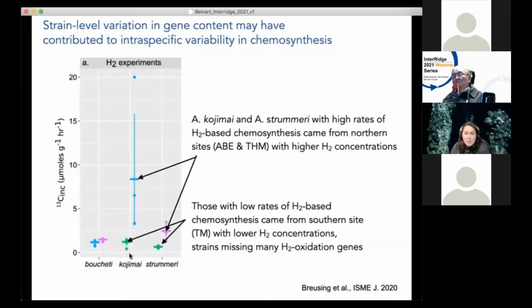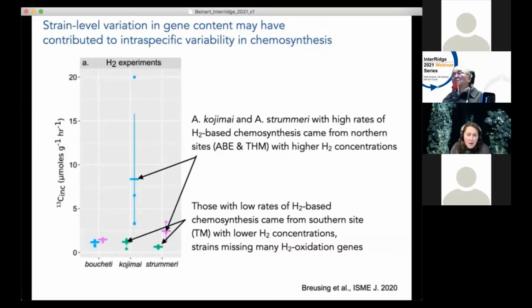So when we looked back at these, what we found is that these experiments where we had higher rates of chemosynthesis associated with hydrogen were with animals that came from these northern sites with the higher hydrogen concentration, whereas the animals that had the lower chemosynthesis rates with hydrogen came from the southern site with lower hydrogen concentrations. And these are areas where we have strains that are actually missing many of their hydrogen oxidation genes. So what we're saying is that this variation in gene presence and absence may actually be showing up in our phenotypic assessment of chemosynthesis in these snails.